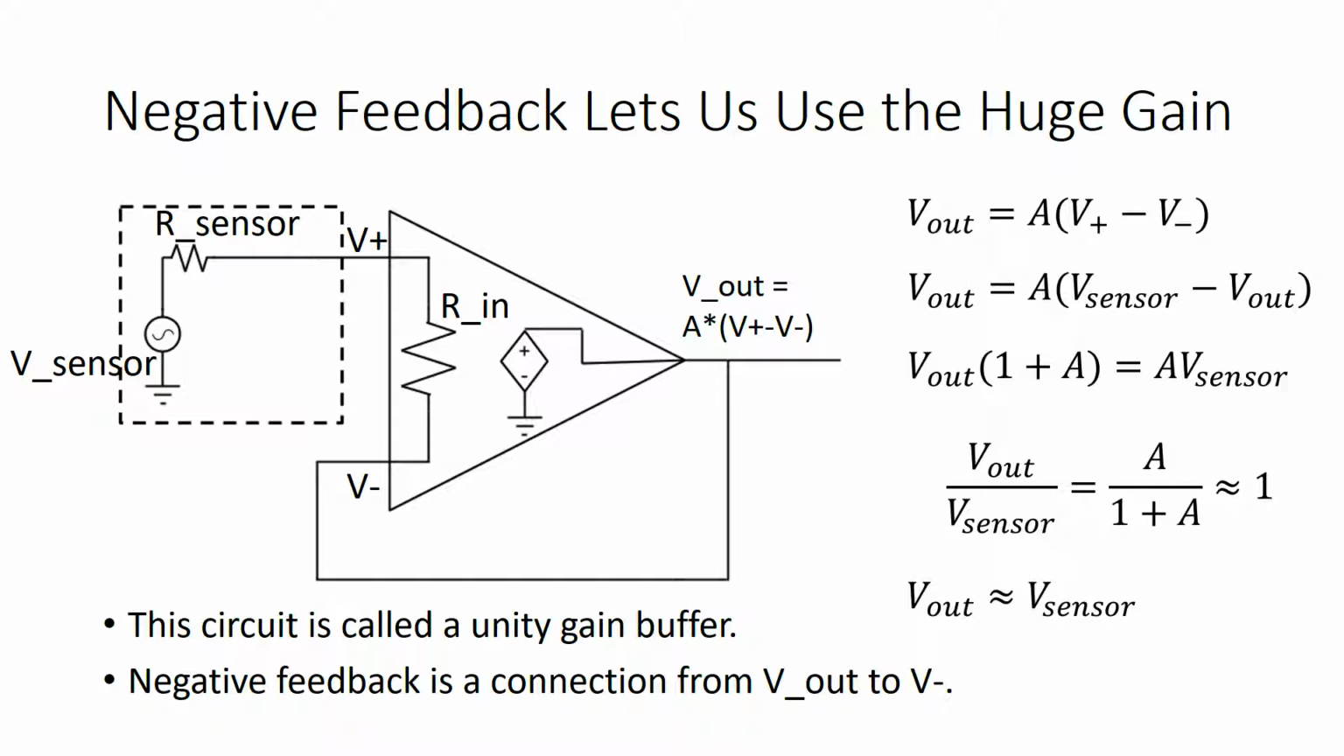So this circuit seems great. It's an ideal impedance buffer. We've made a copy of V sensor that can drive any impedance without loading problems, and also without loading V sensor in the process. Because it has a gain of 1 and we use it to buffer impedances, we usually call this a unity gain buffer.